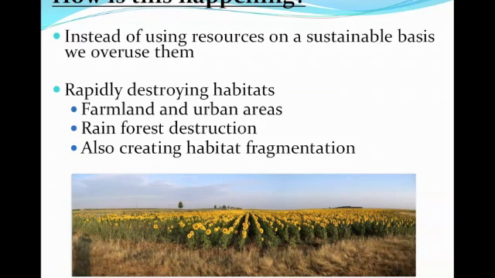Another way that we're creating mass extinction is destroying habitats because we are taking over their land areas. We're destroying rainforests and farmlands and urban areas that we're building on that used to be their forests to live in. We're also creating habitat fragmentation by building roads through their habitats because when there's a road there, they have to cross the road, and then there's the possibility of them getting hit by a car and dying.